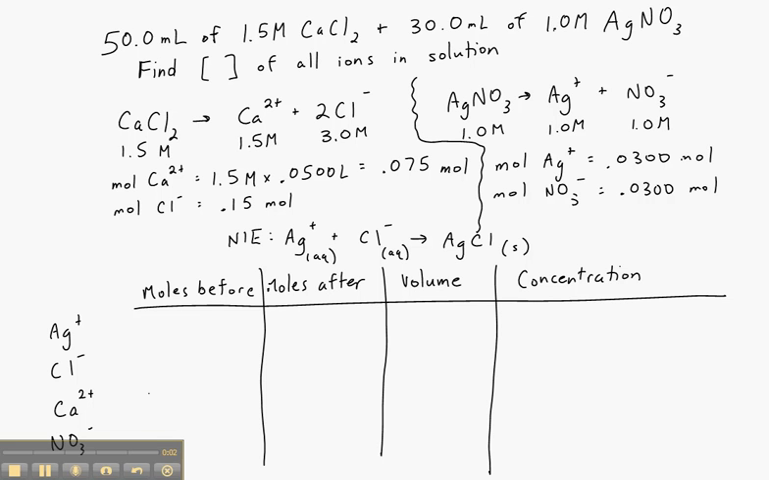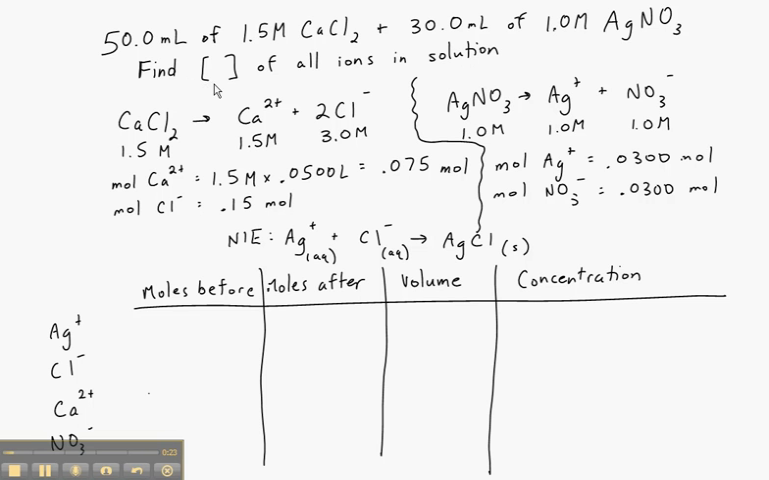In this video, we're going to look at a precipitation reaction. We've got two solutions, calcium chloride and silver nitrate. And it might be a good idea just to pause the video here for a second and try to make some sense of the first part of this, which I've already written down.